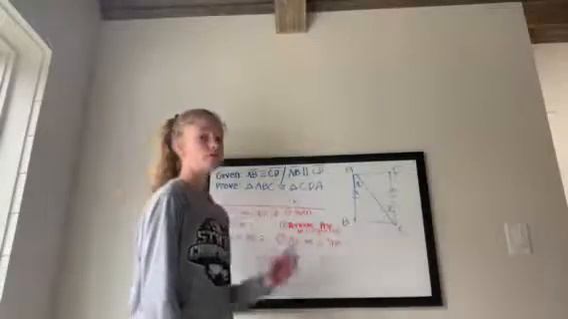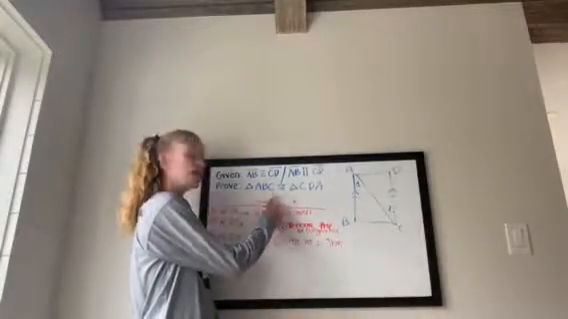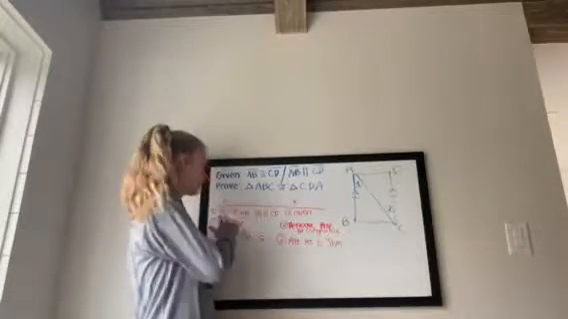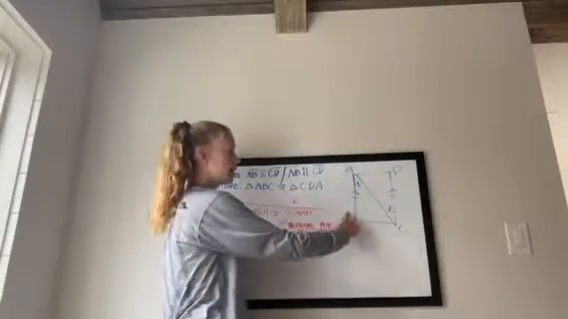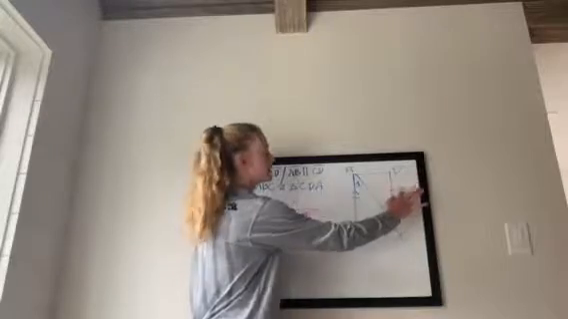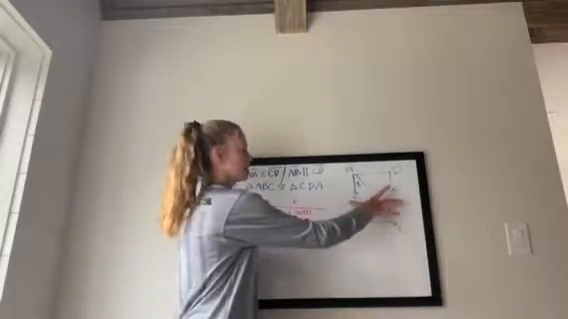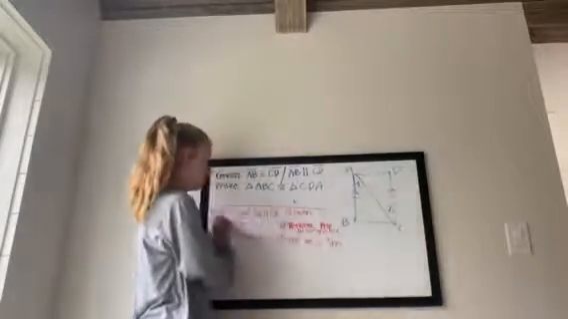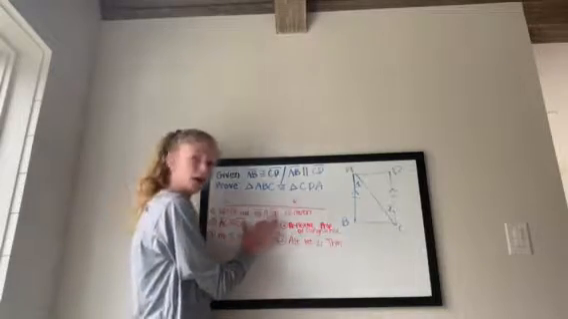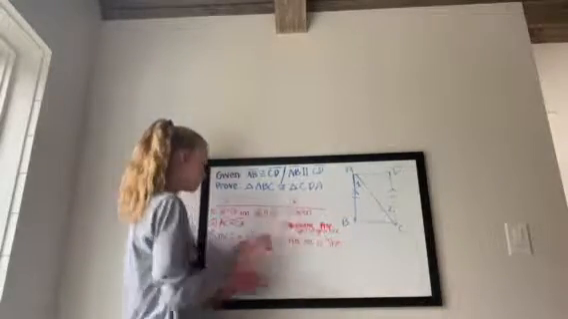So first what we want to do is make our statements and reasons chart, and list what they give us. They give us that segment AB is congruent to segment CD, and they also tell you that these two segments are parallel. So that's all I wrote here. They're congruent and they're parallel, and the reason for that is that they're given.